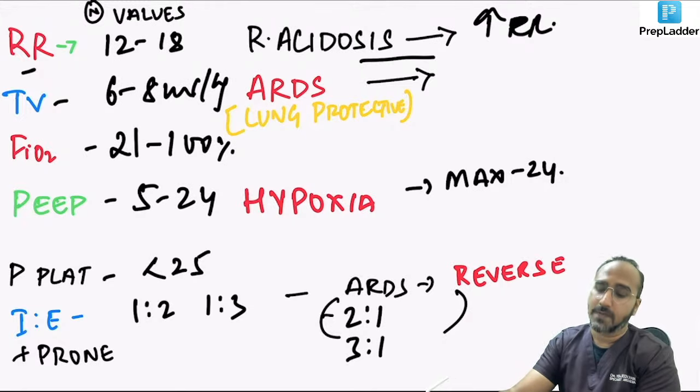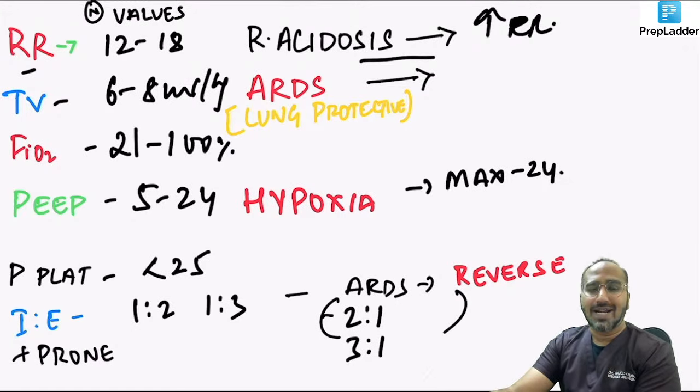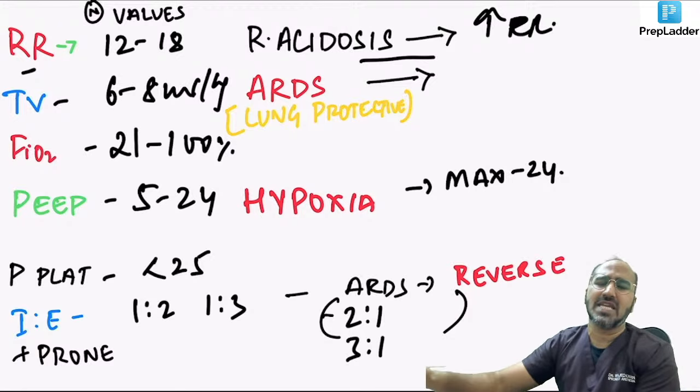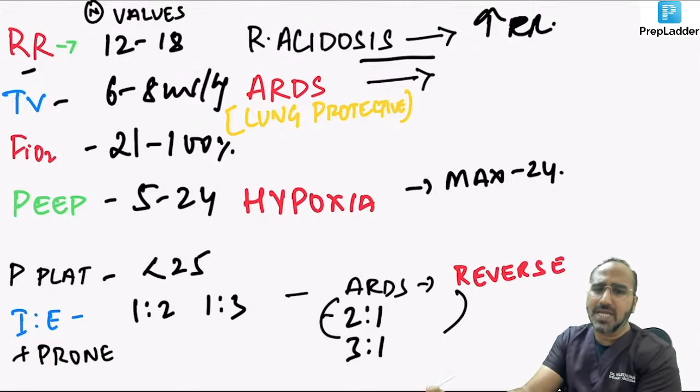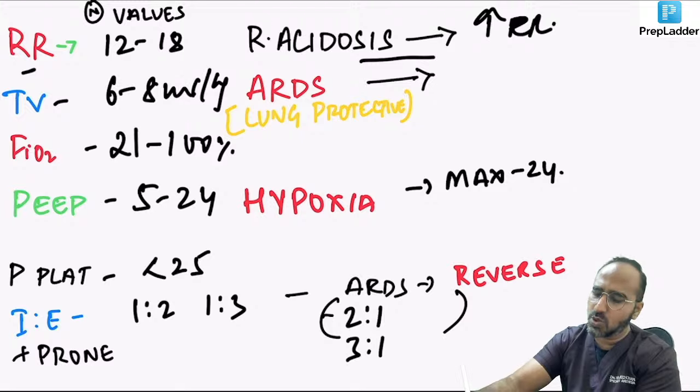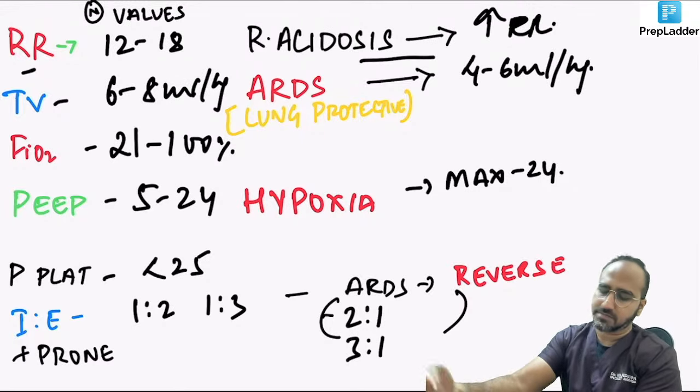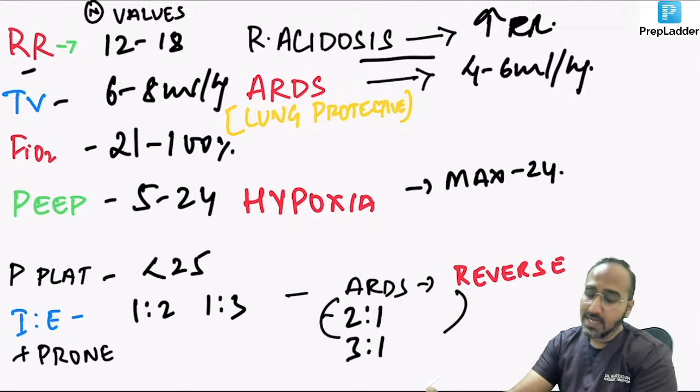Increase the respiratory rate. If the patient is having ARDS, remember guys, in ARDS the lung is already in a bad state. You don't want to overinflate the lung by giving a high tidal volume. Go for a lung protective strategy: 4 to 6 ml per kg body weight tidal volume. Okay. Next, FiO2.